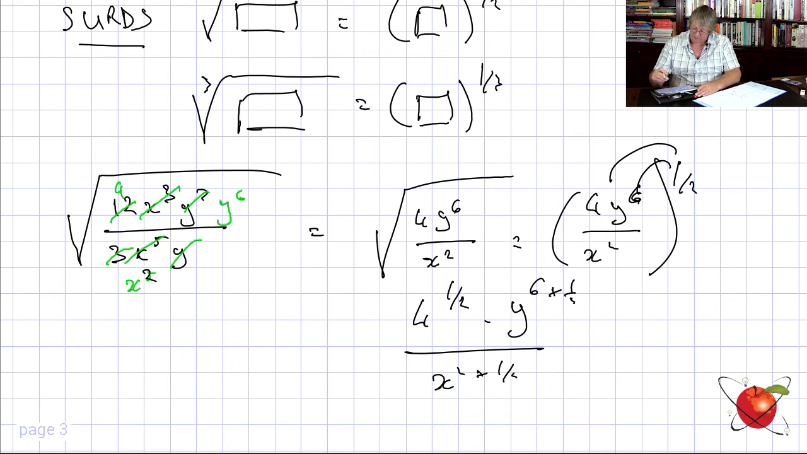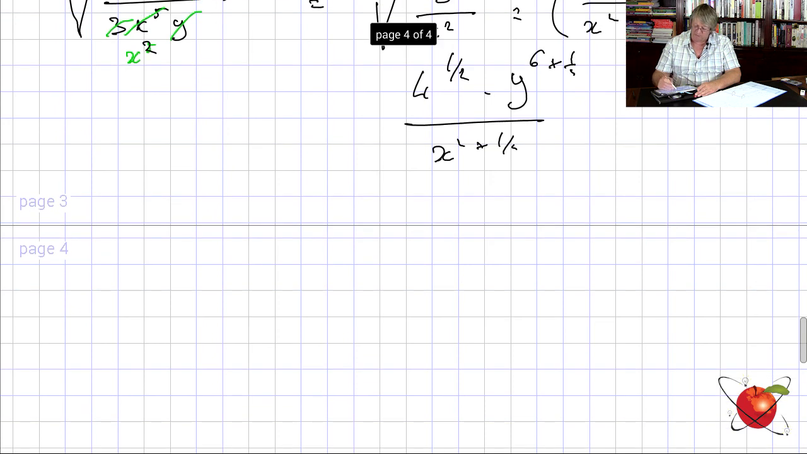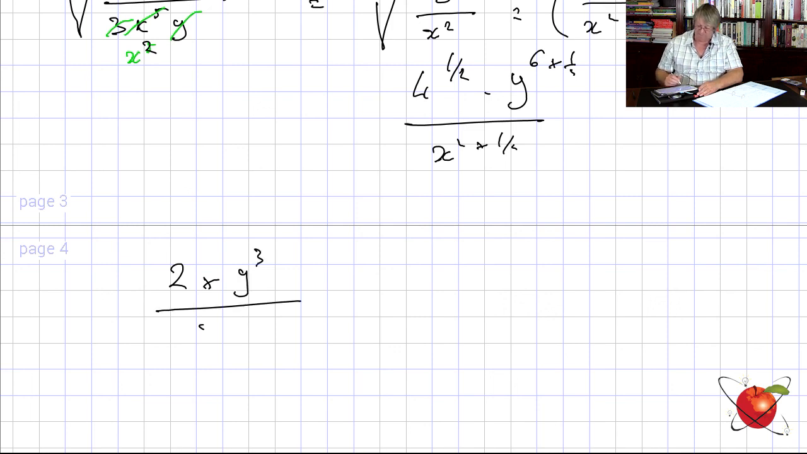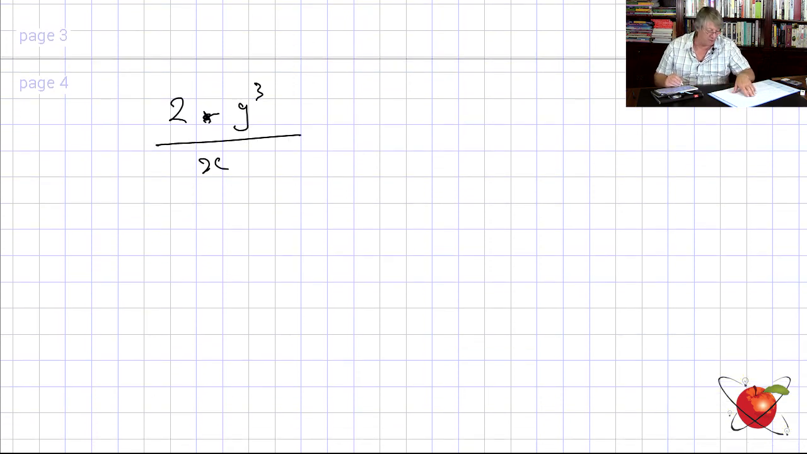So what do I end up with here? Okay, we end up with something quite straightforward. Well, what is 4 to the power of a half? Technically, it's 2 to the power of 2 times a half, which is going to be equal to 2, times y to the 6 times a half, y to the 3, and that is x at the bottom. All right? That's a multiply, not an x. Okay? Please remember.